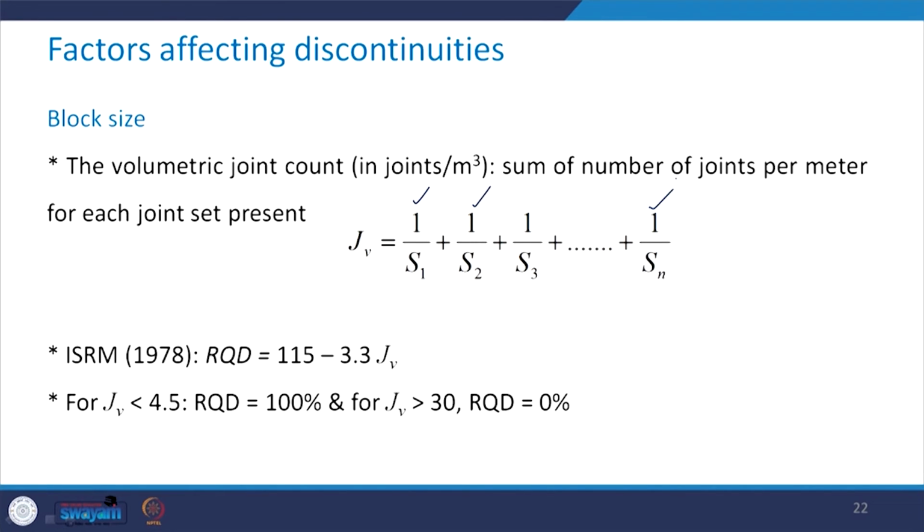ISRM has also given a relationship between RQD and JV. This we have seen earlier also. So, it is the same expression. RQD is 115 minus 3.3 times JV. So, when you have JV less than 4.5, RQD is considered to be 100%, and for JV greater than 30, RQD is considered to be 0%. So, this is what you must remember.